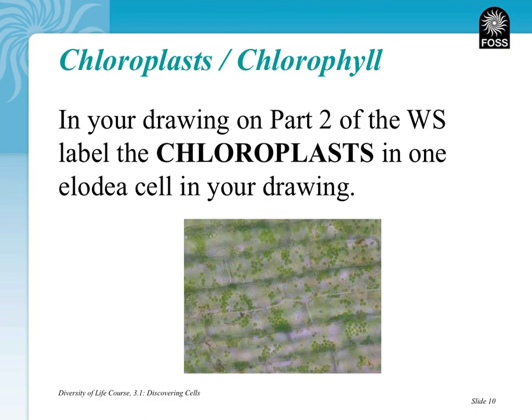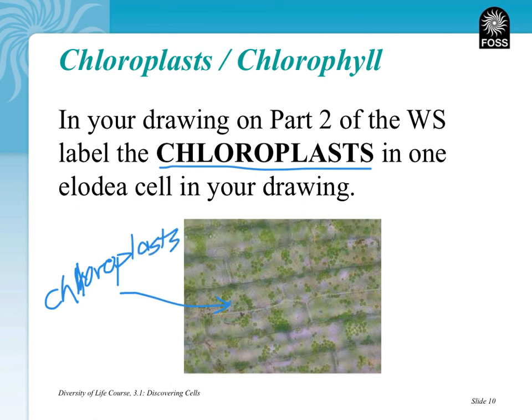So the next thing I want you to do is in your drawing for part 2, go ahead and label chloroplasts in one of the cells. We did cell wall, we did the cytoplasm, so you're going to draw an arrow to one of those green dots right there, and label chloroplasts, C-H-L-O-R-O-plasts.